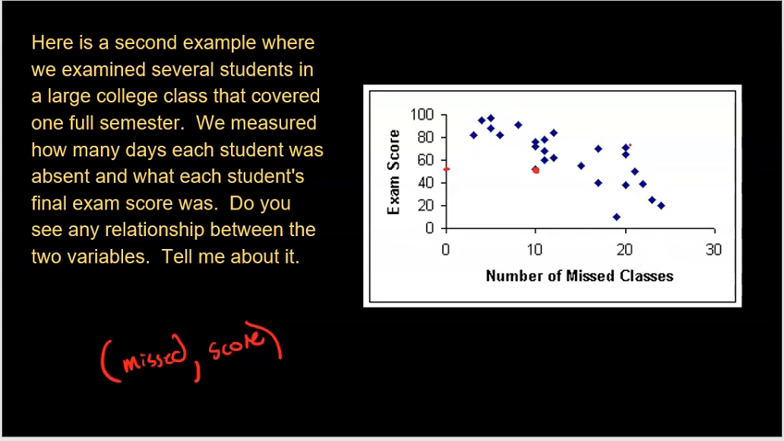Now, there could always be an exception, like, for example, this kid right here missed 21 days of school. That's kind of a lot, but he still did fairly decent on the test. So don't always think that there's a cause and effect relationship. That's why we do not use the word cause. We're just looking for overall patterns that we may see in our scatter plot.